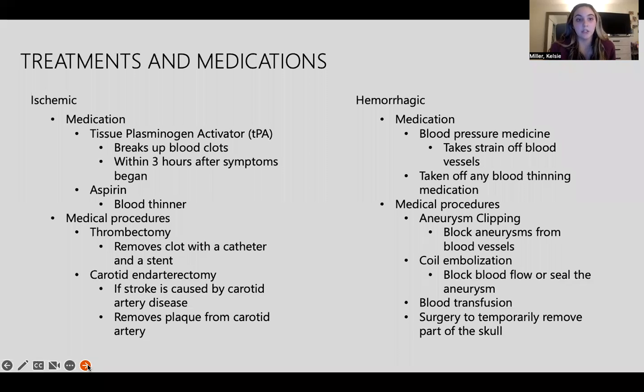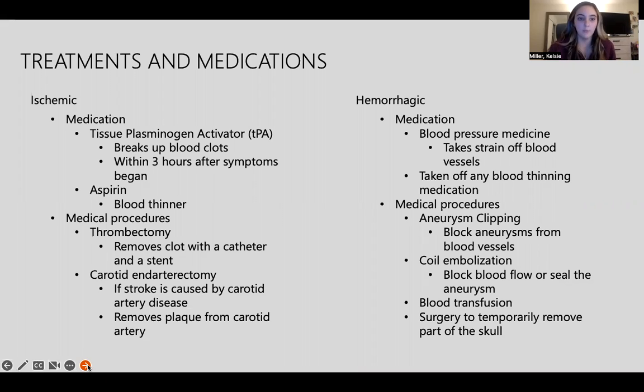Treatment and medications. For an ischemic stroke, the medication used is called a TPA, which is tissue plasminogen activator. This is what they use to break up blood clots, it is also a blood thinner, and it should be given within 3 hours after your symptoms start. If they can't get you within the 3 hours, they will give you aspirin, which is a blood thinner as well.